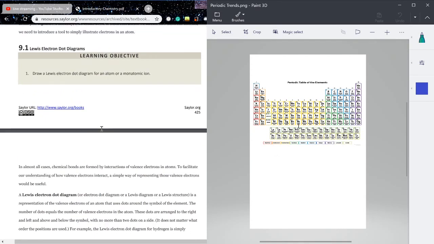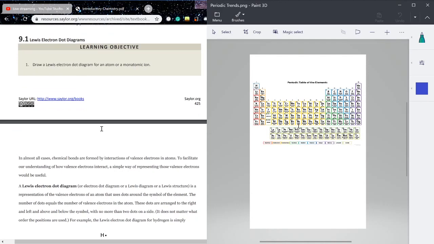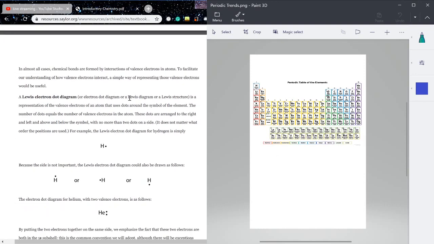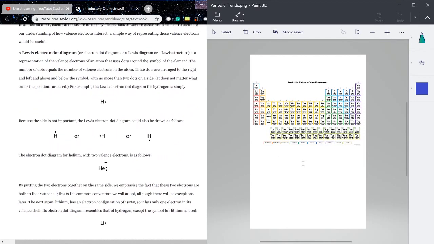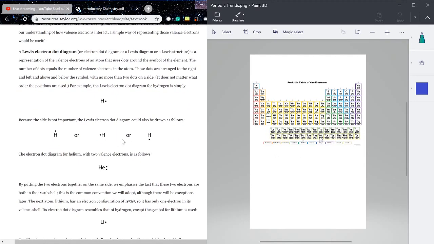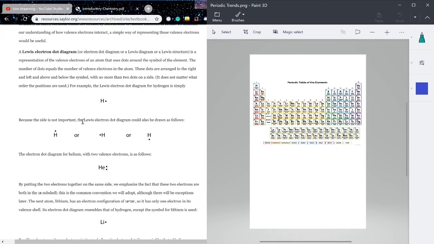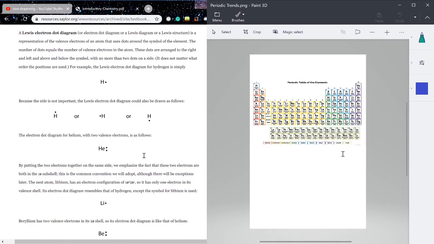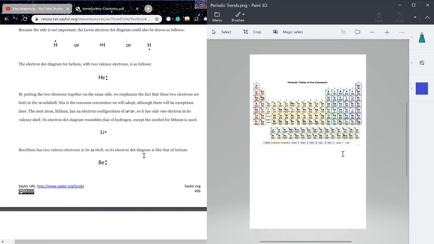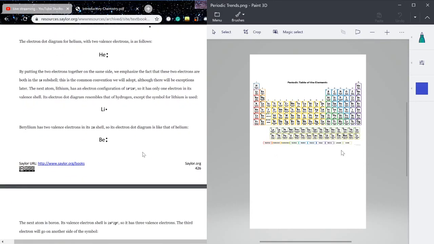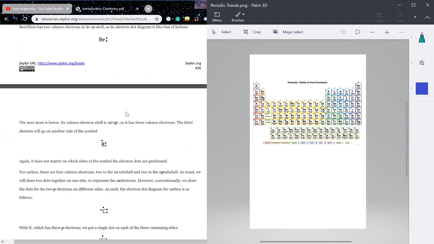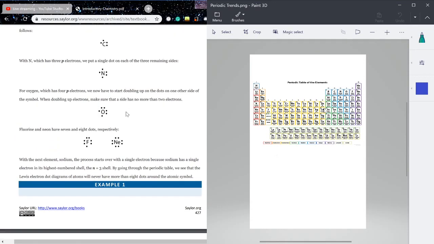So we're going to be talking a bit about Lewis dot diagrams first. A Lewis electron dot diagram, usually abbreviated as Lewis diagram or Lewis structure, is a representation of the valence electrons of an atom that uses dots around the symbol of an element. That's mostly a description of how it actually looks. You see this is a diagram of hydrogen. It has one valence electron, and you can put the valence electron anywhere, basically. That's just representing that it has one valence electron. It's almost like a visual representation of an atom, in the way that the electrons surround the central nucleus.